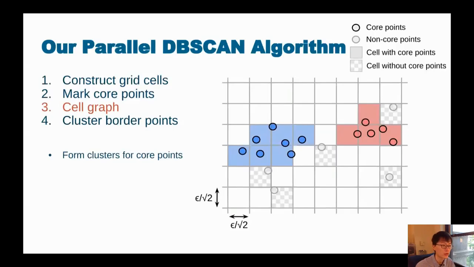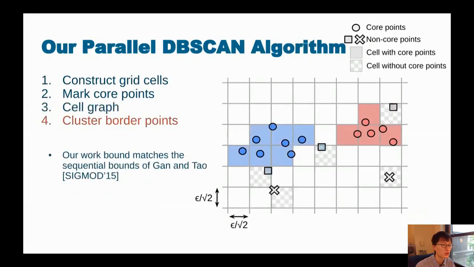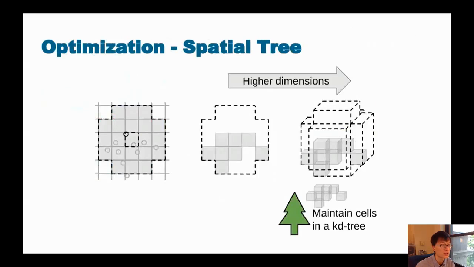For the remaining points, step 4, we use a similar technique as we did for step 2. And note that the work bound of our parallel algorithm matches the best sequential algorithm, which is by Gan et al. in 2015. Similar to sequential implementations, we also used optimizations in our implementation to make it run fast.